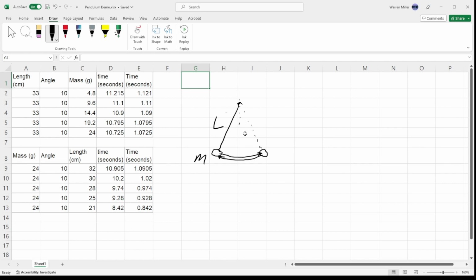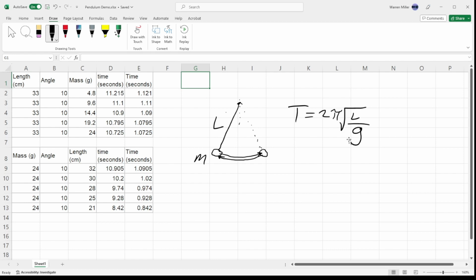Spoiler alert. Theory for the period of the pendulum says that the period of a pendulum should be equal to 2 times pi times the square root of the length of the pendulum divided by the mass. Oh, no, I'm totally wrong. It's divided by g, not the mass. It's been a long day.